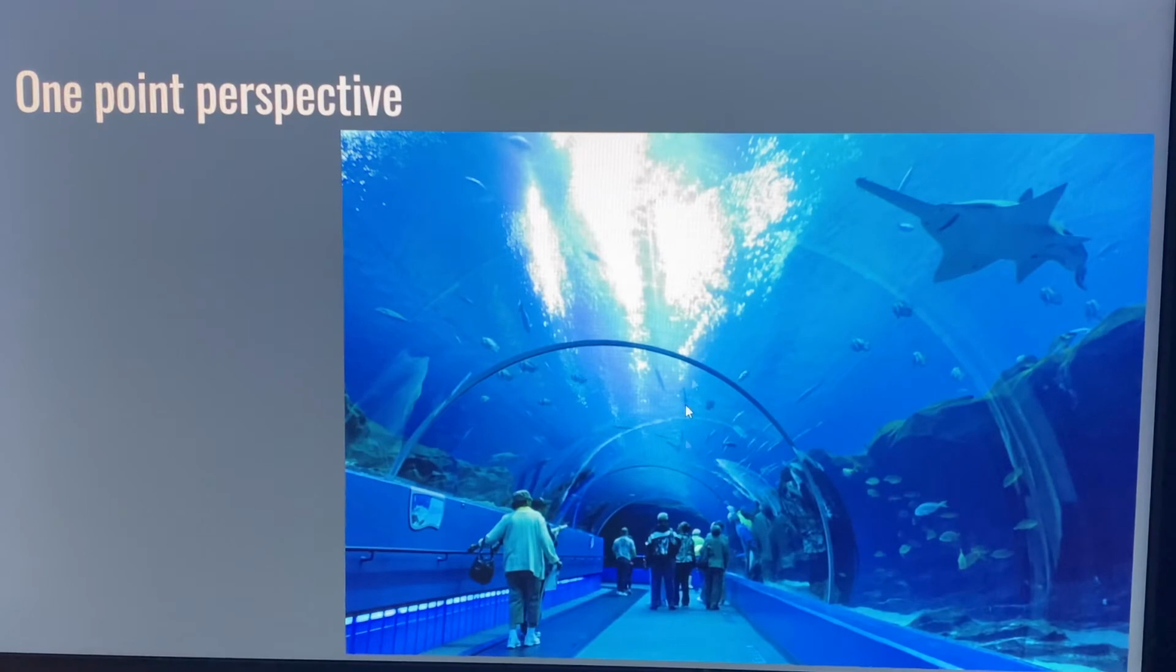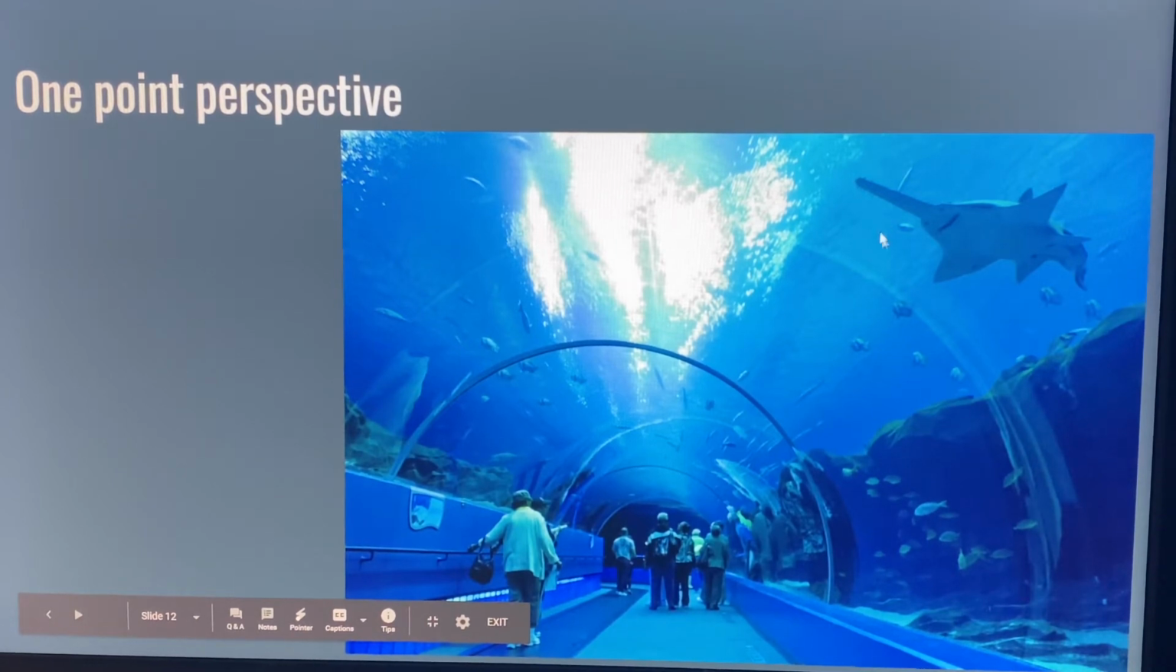This is that same tunnel in the same aquarium. And so my eyes are drawn towards my one-point perspective. Here's a little handrail. All of this leads my eye towards the center.